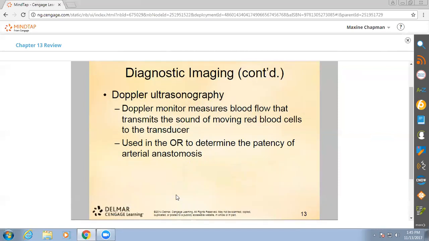Doppler ultrasonography. A Doppler monitor measures blood flow by transmitting the sound of moving red blood cells to the transducer. It's used in the OR to determine the patency of arterial anastomosis.